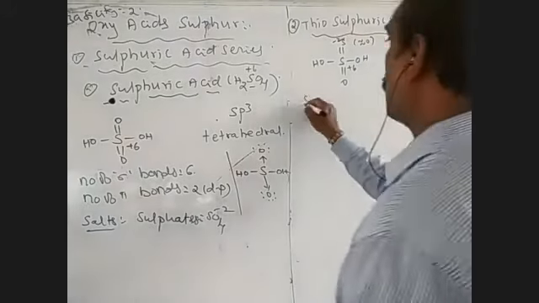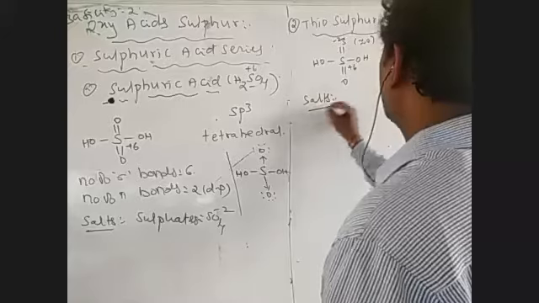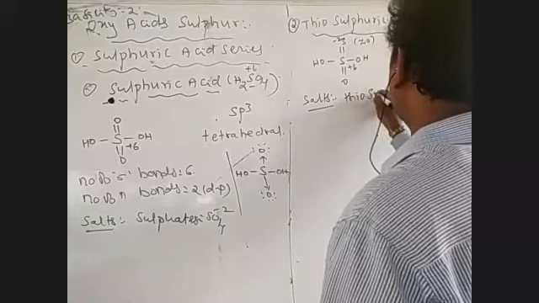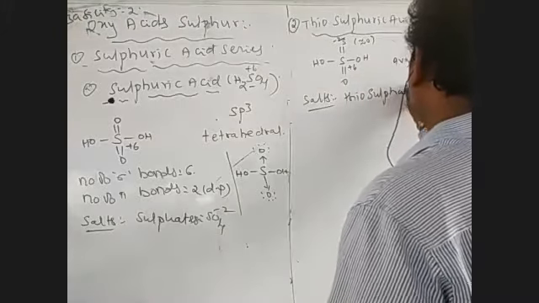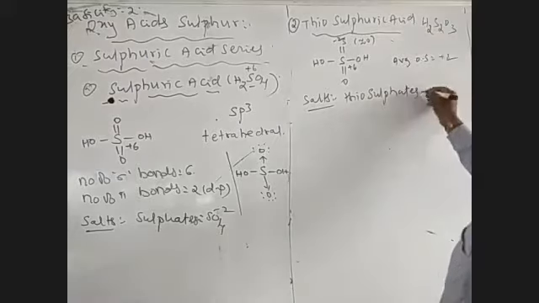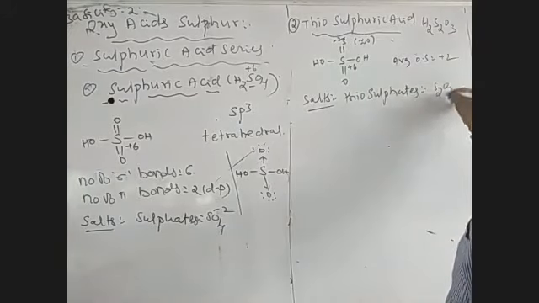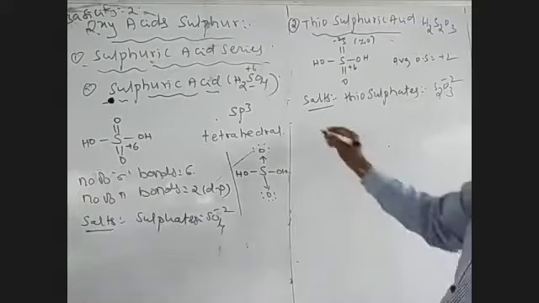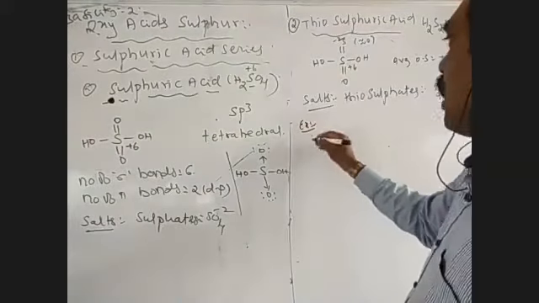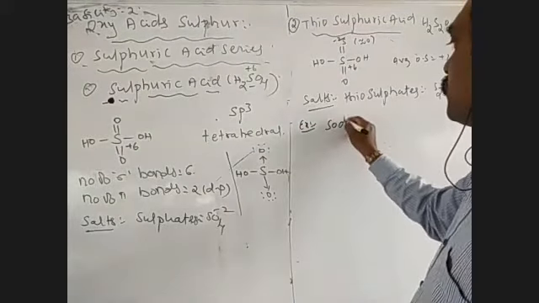And the salts are known as thiosulfates. Thiosulfate has the formula S2O3 2-. You have to take the oxidation state of sodium thiosulfate.